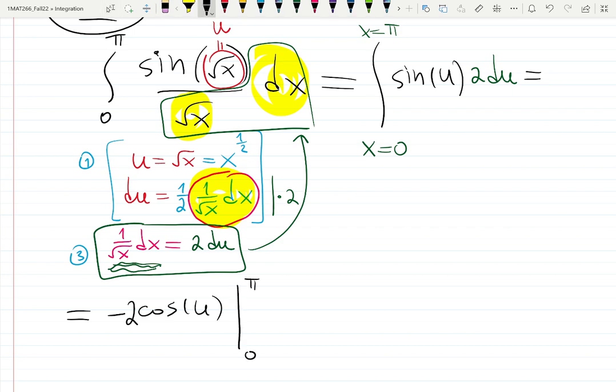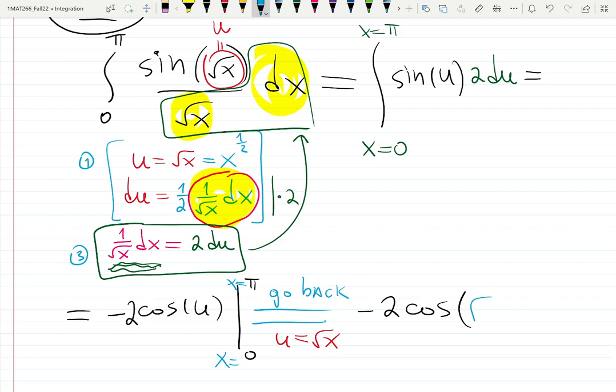Can I plug 0 and pi in? No. You should all say no right now. Why? Because it's x equals 0 and x equals pi. Either you have to change 0 and pi to new limits of integration, or what should we do? Go back to x. Then it's legal. You cannot plug x into u. It just doesn't make sense to do that. So that's why this notation helps you to remember. It's x. You cannot plug x into u. So we're going to go back. u is square root of x. So it will be minus 2 cosine of square root of x.